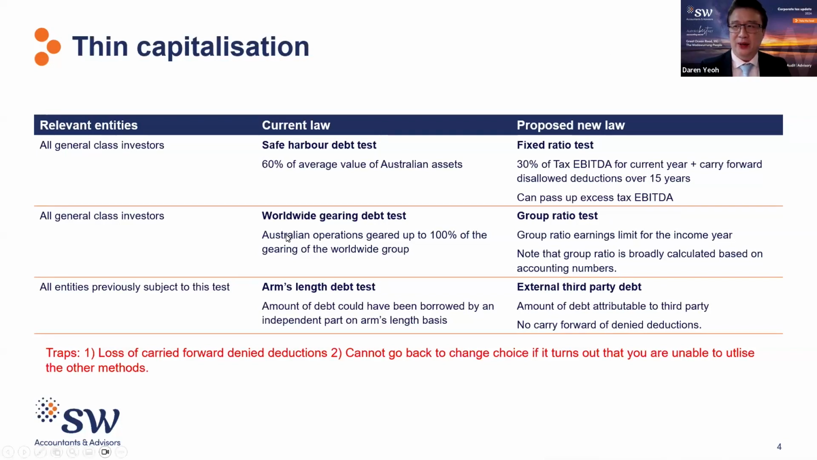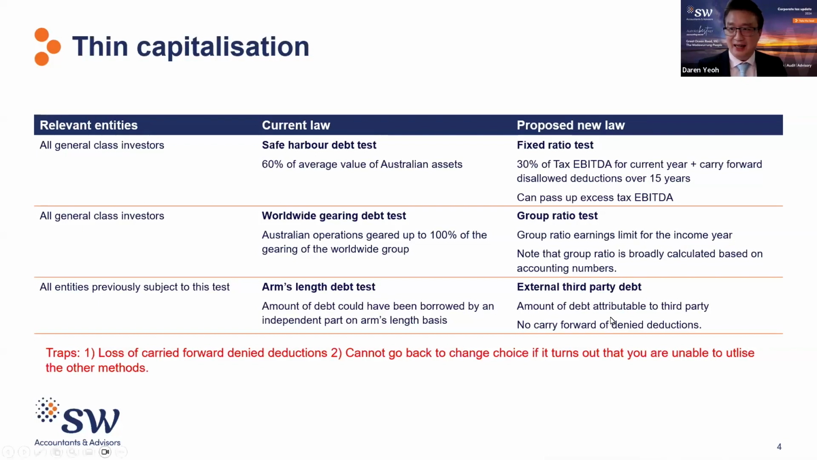The worldwide gearing debt test is removed and is replaced with a group ratio test. So broadly, instead of using a 30% fixed ratio, you can calculate a group ratio broadly based on accounting numbers. Obviously you use this if it's more than 30%. You then take that group ratio and apply it to your tax EBITDA. Now, experience overseas suggests that this method is rarely used because of difficulties in getting information at group level.